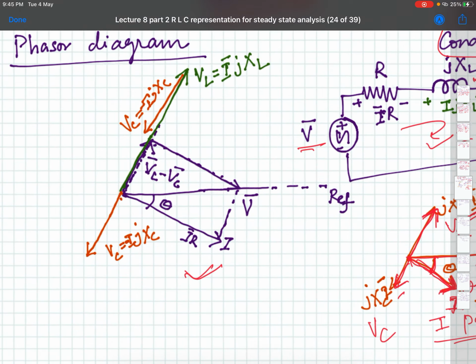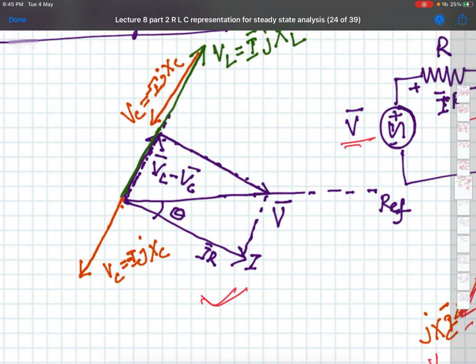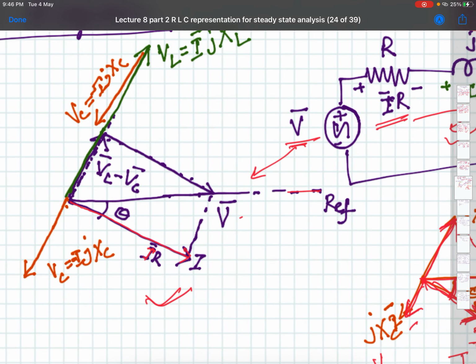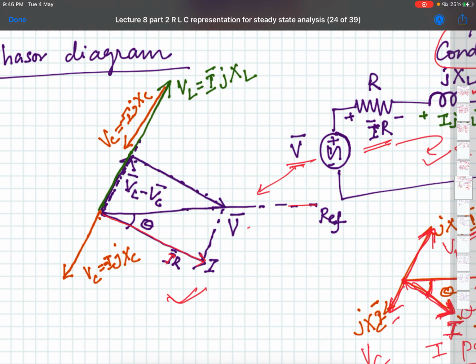Now we'll see the exact phasor diagram for what we have drawn. V is the reference I have taken, so this is my reference phasor. Now this is the current flowing, I, and this is the drop I bar R. In a resistance the voltage and current are in phase. So this is IR, the voltage in the resistance, you can call it VR if you want. It is in the same phase as I.